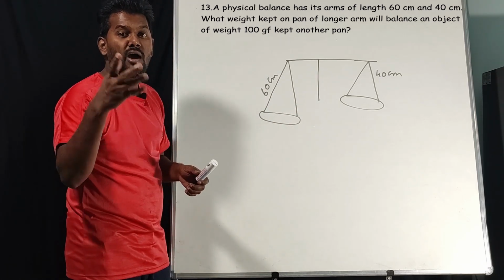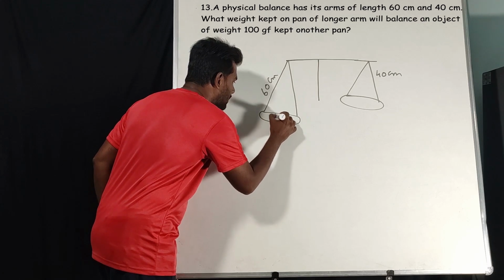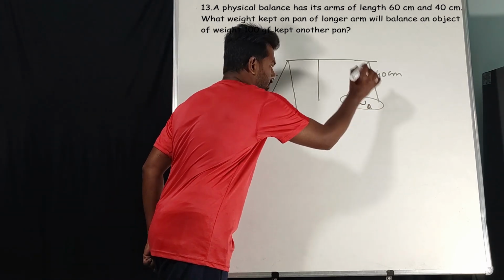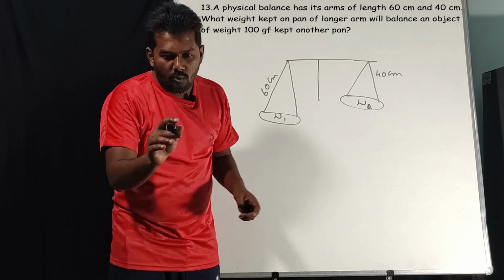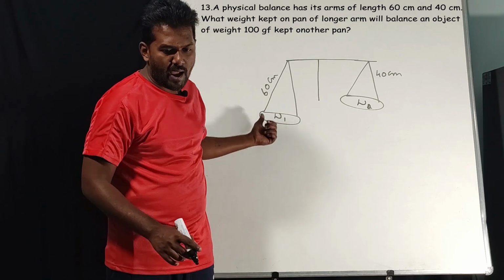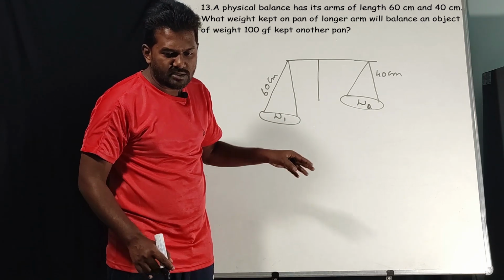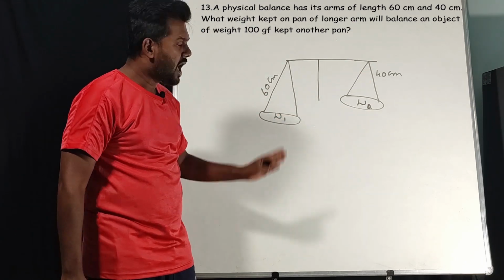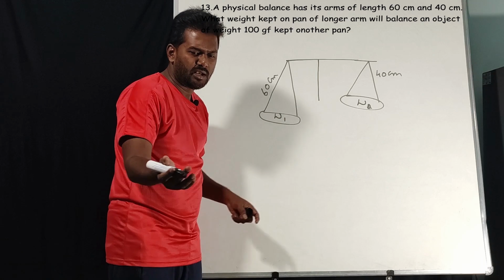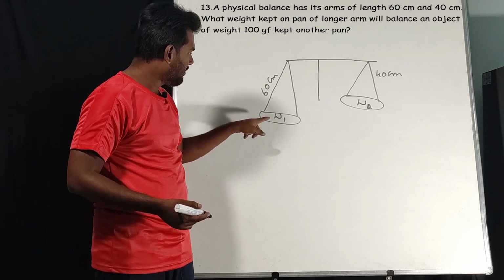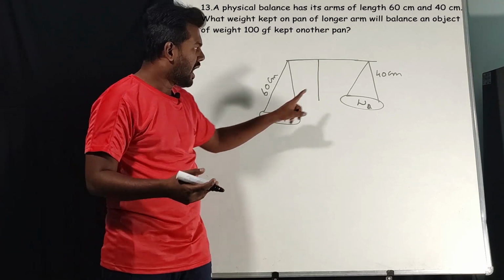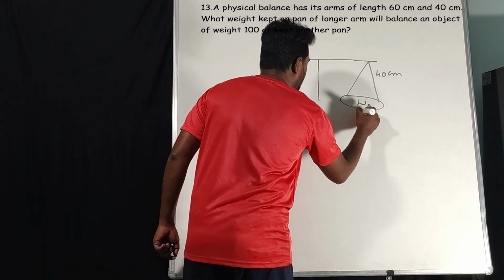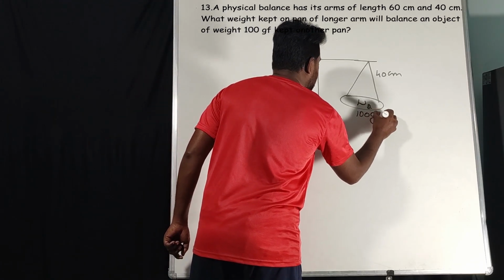Here we don't know the weight. Assume this as W1 and this as W2. What weight kept on the pan of the longer arm will balance the object of weight 100 gf kept on the other pan? So it is very clear that we need to find the value of W1, the weight value. On the other pan, the weight is 100 gf.